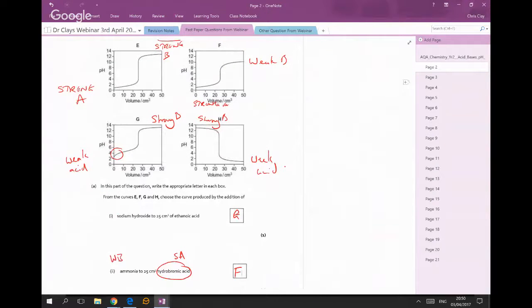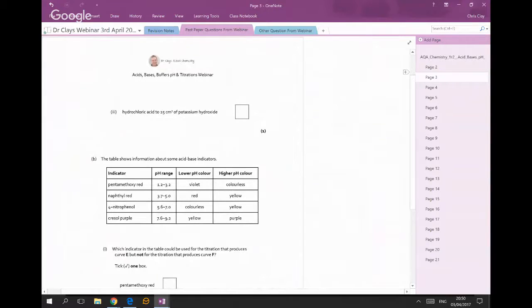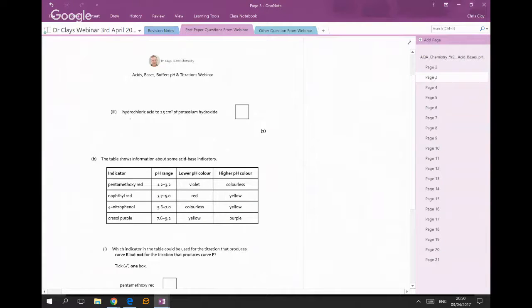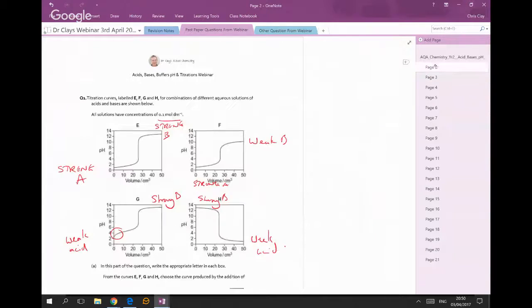As we look now on page 3 here, hydrochloric acid to potassium hydroxide. Well, we're adding a strong acid to a strong base. So in this one, well, that one says weak acid. It probably should say strong acid. I think we are most likely looking at H.